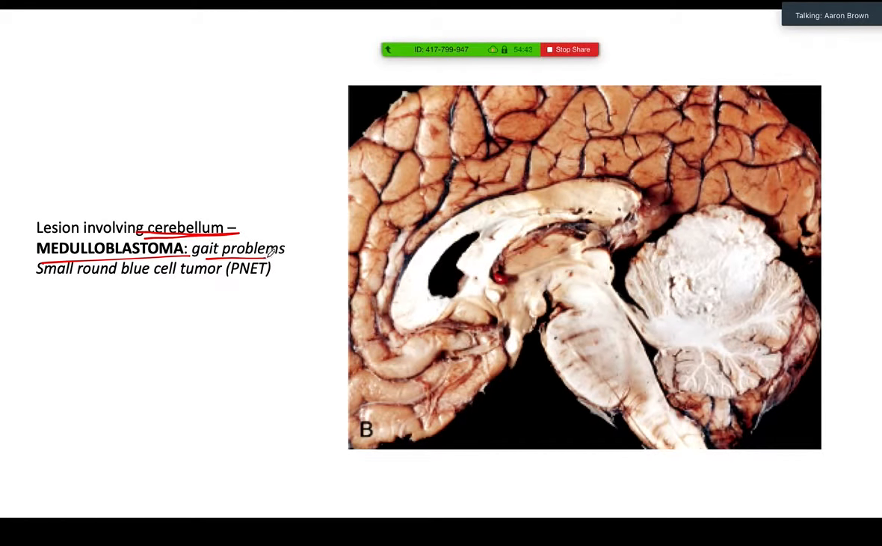So here we're looking for gait problems. This is a small round blue cell tumor, one of our PNET tumors. Here we can also see dancing eyes. Okay, so these PNET tumors are tumors that release norepinephrine and epinephrine. They can have a lot of different manifestations, but one of the things we look for is that these patients get nystagmus. So we're seeing a brain tumor with gait problems and nystagmus. Please select a medulloblastoma, especially if it's in a kid.